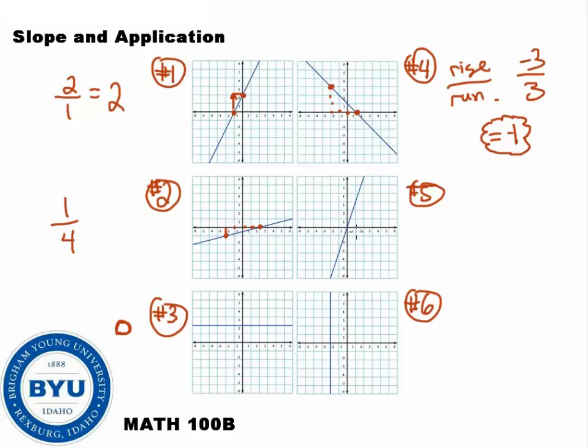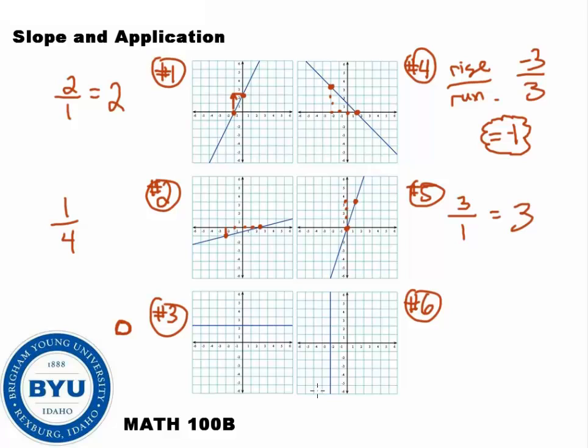Okay, let's pick out another one here. Number 5, I'm going to pick out 0, 0. That looks good. I'm looking for an even place where it crosses. It looks like it crosses here. That's good. So my rise is 1, 2, 3. Rise is 3, and my run is 1. 3 divided by 1 is 3.